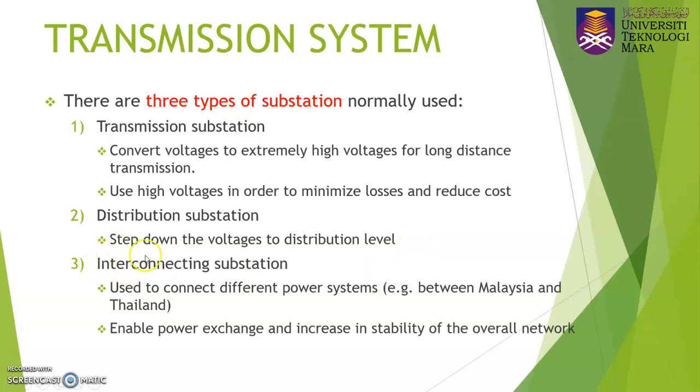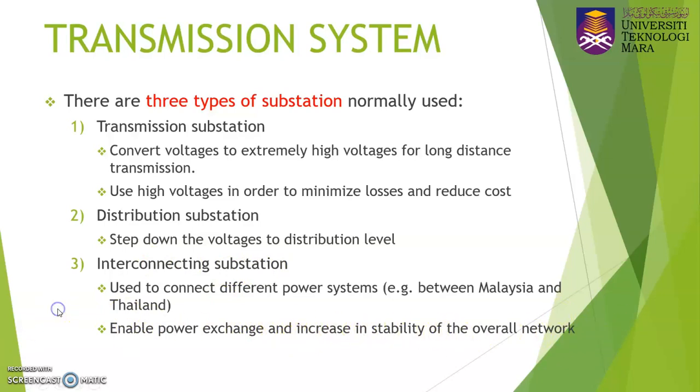Alright, and then the third one is the interconnecting substation. For the interconnecting substation, we use it to connect different power systems. For example, if you want to connect between the Malaysian grid and the Thailand grid, you need to use the interconnecting substation. The purpose of the interconnecting substation is to enable the power exchange between the two different power systems and also to increase the stability of the overall network.